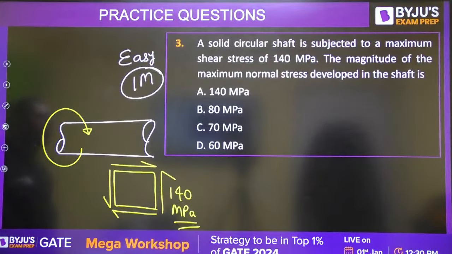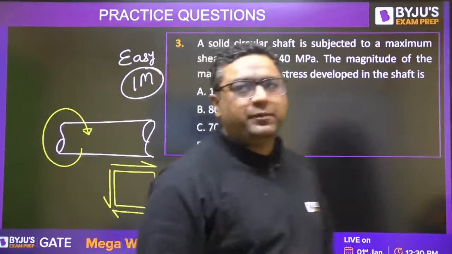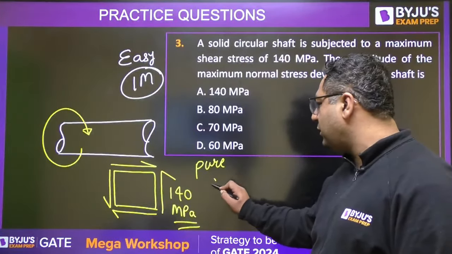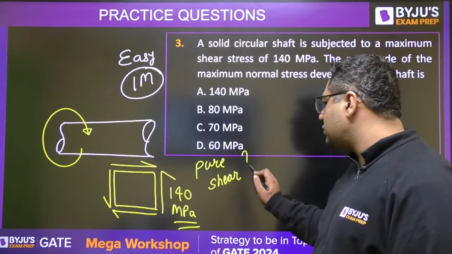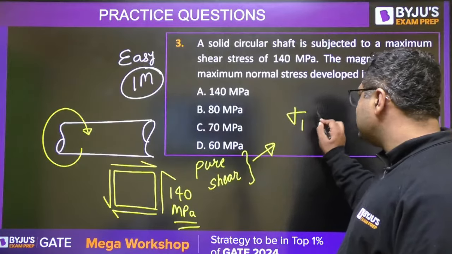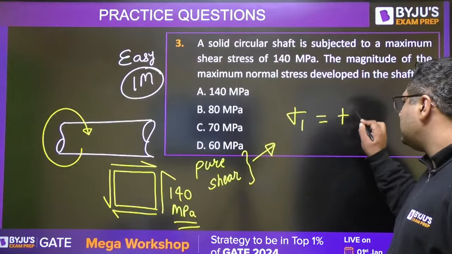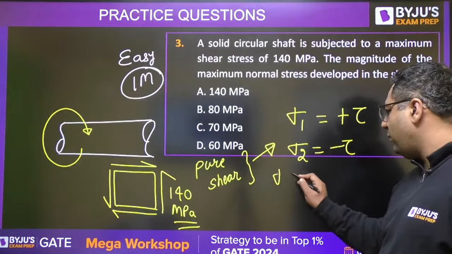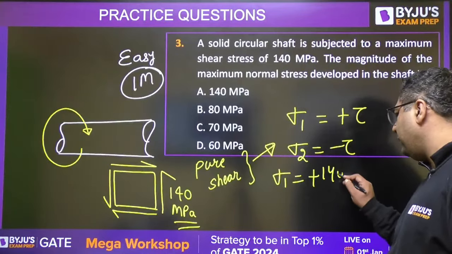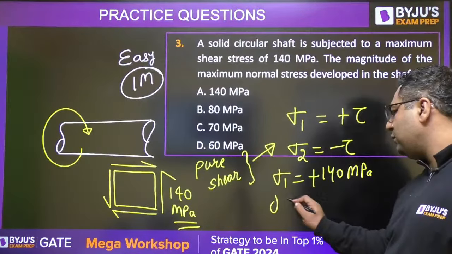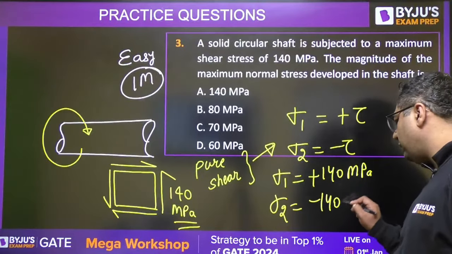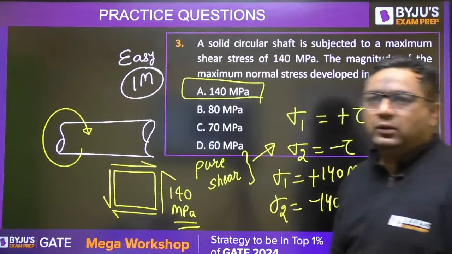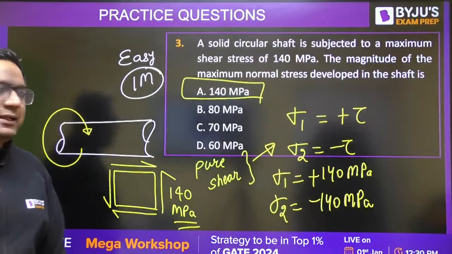Okay. So the magnitude of the maximum normal stress developed in the shaft. You know that this is the state of stress of pure shear. For such a pure shear state of stress, we would be getting sigma 1 to be plus tau and sigma 2 to be minus tau. So sigma 1 is coming out to be plus 140 MPa and sigma 2 to be minus 140 MPa. So the answer would be A for this. Very good guys, bahut hi badhiya. A would be the right answer.